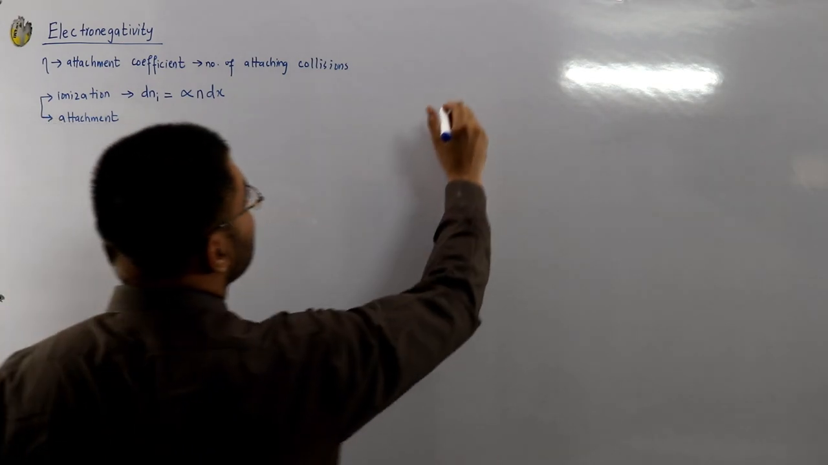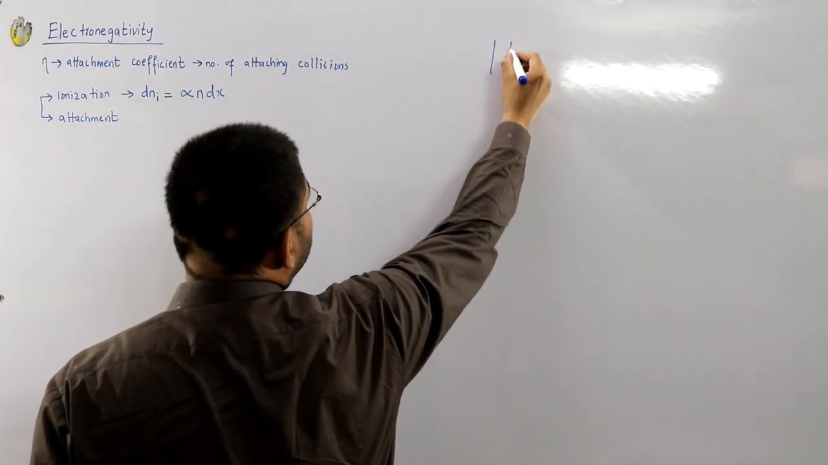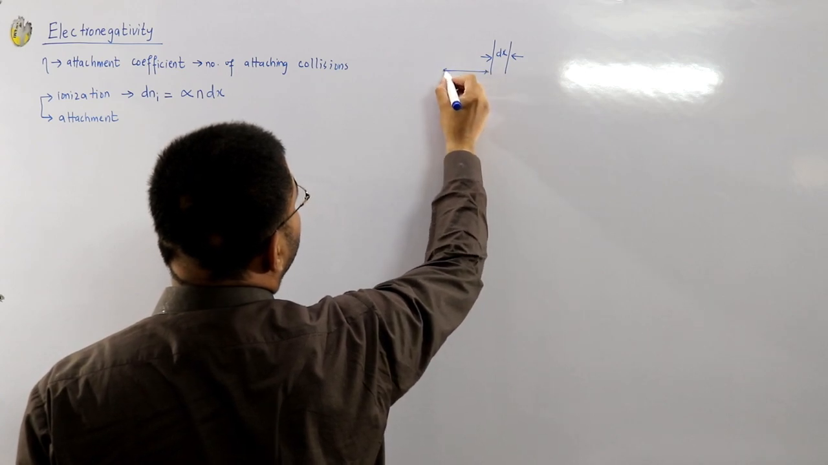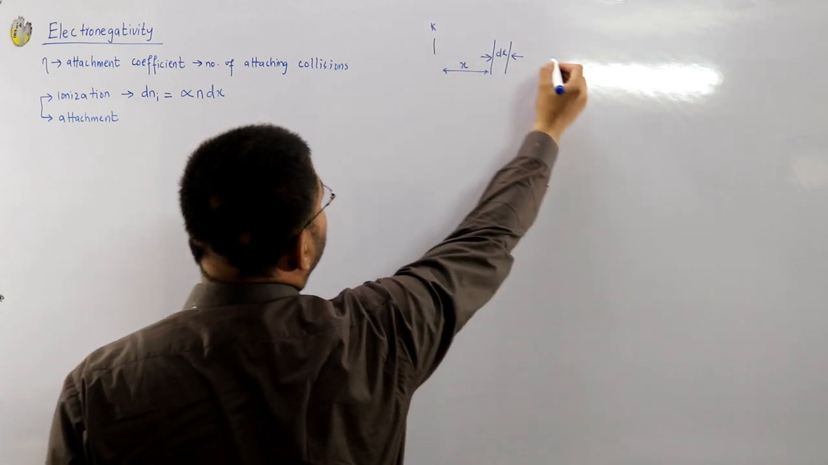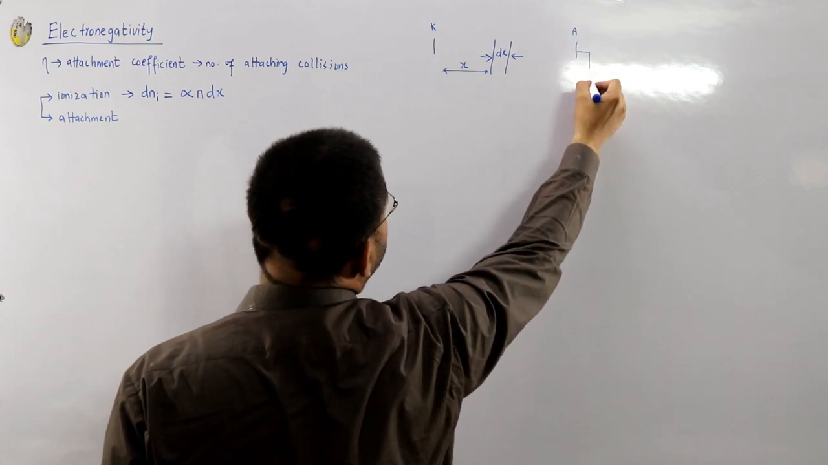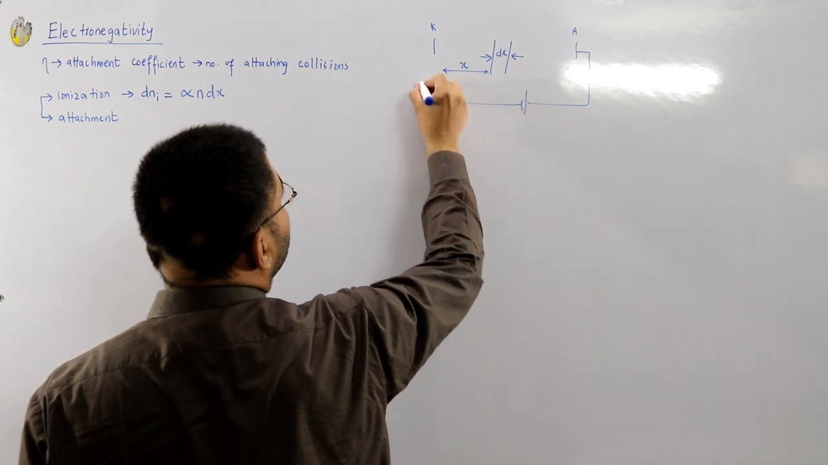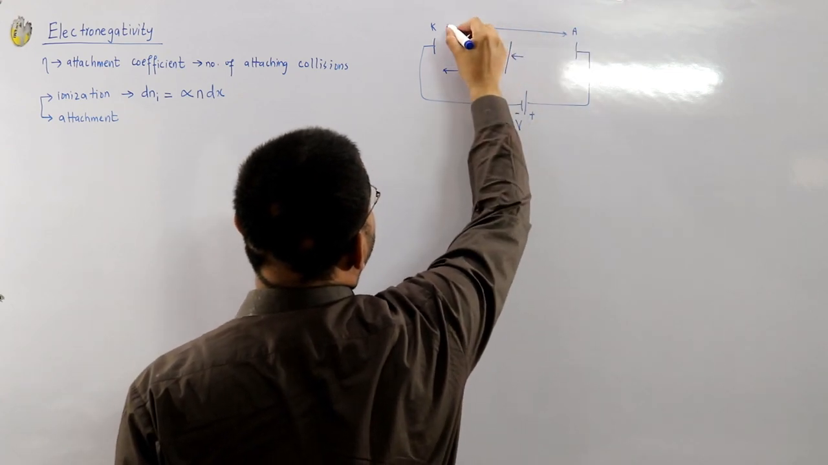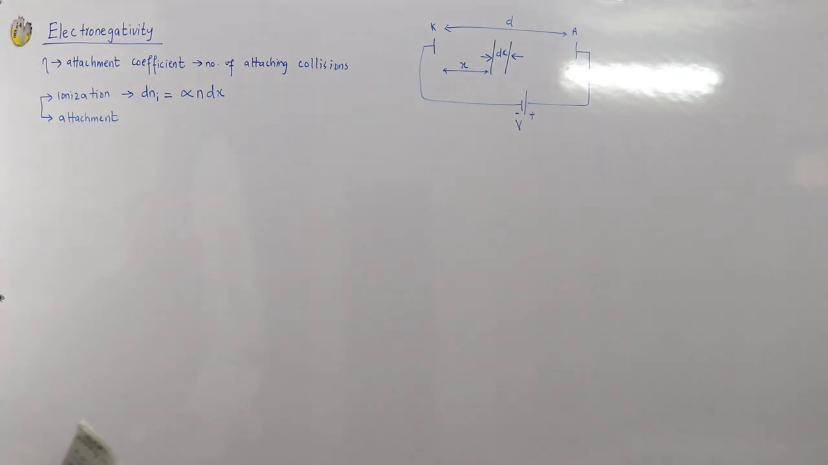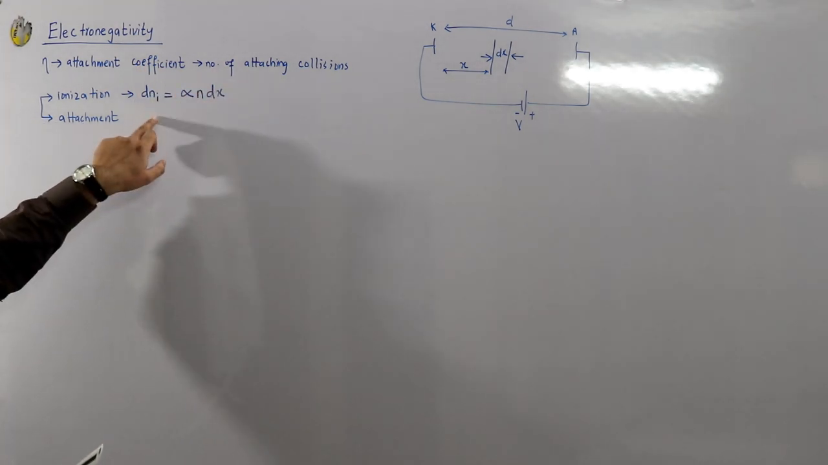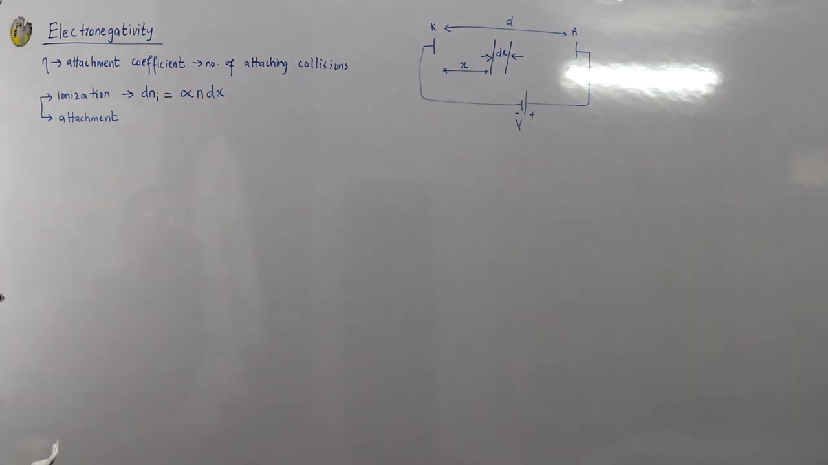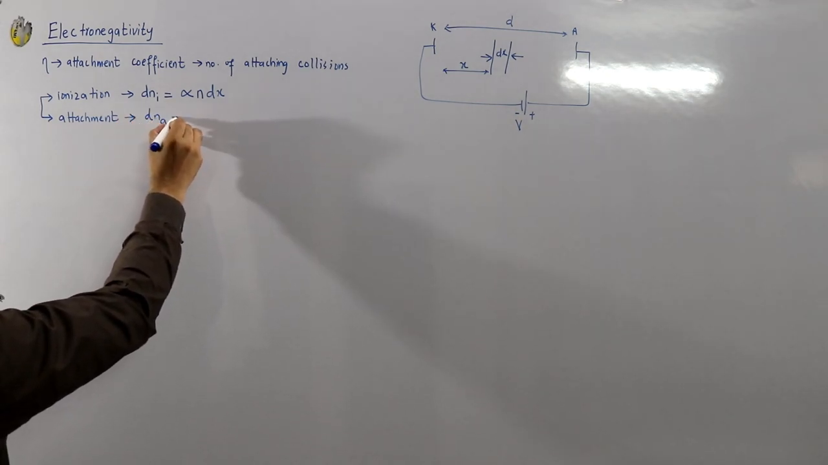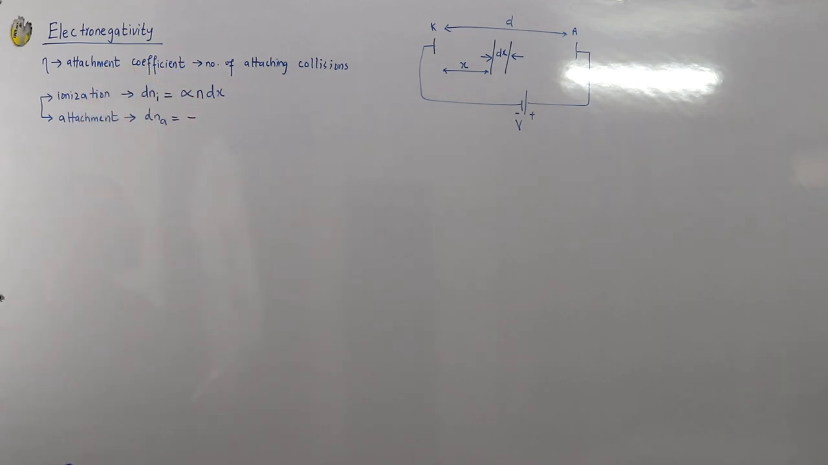If you want me to draw the diagram again, let's say this is a strip of length dx at a distance x from the cathode. This is my cathode, this is my anode, and this is supplied by a potential V, and the distance between the electrodes is d. If n are the total number of electrons in the distance d, I represent the charges in the metallic strip due to ionization. Similarly, due to attachment, I would write dn_a over here, and I would put a negative sign to show the opposite.